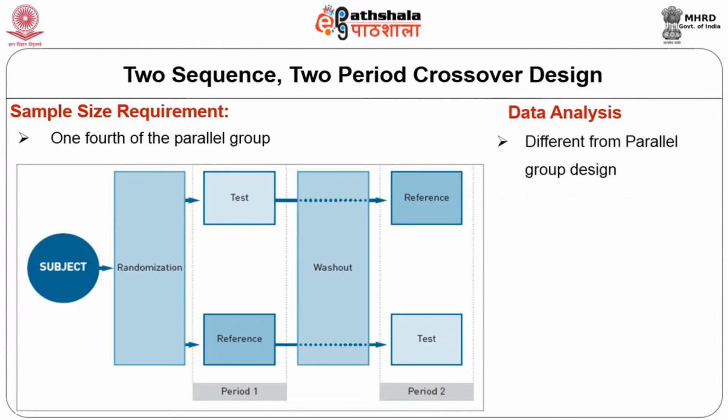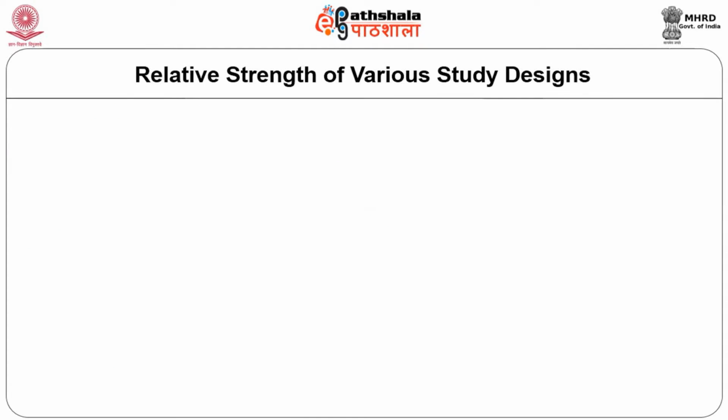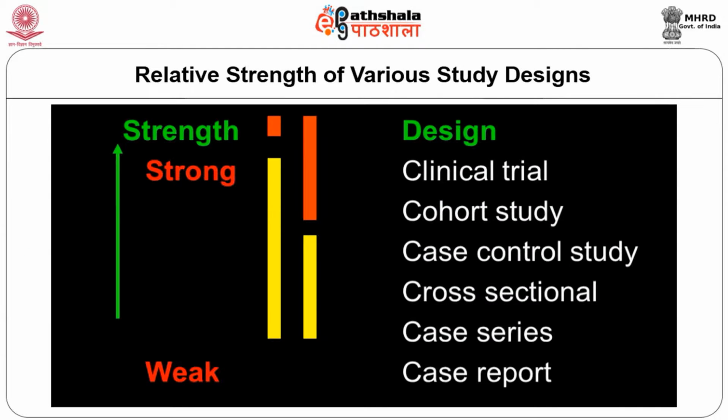Different from parallel group design, we have to see the period effect, and also the period versus treatment interaction. If we want to estimate the relative strength of various study designs, the clinical trial is the strongest design, followed by cohort study, followed by case control study, followed by cross-sectional study, followed by case series study, and finally the weakest design is the case report study.